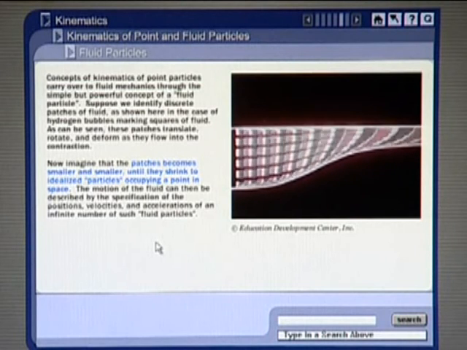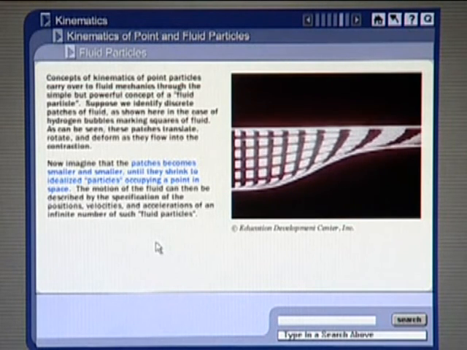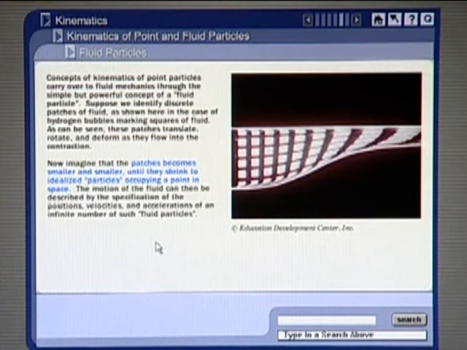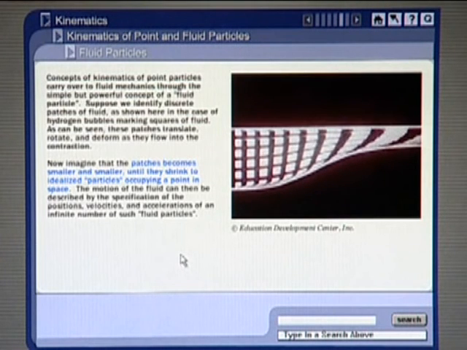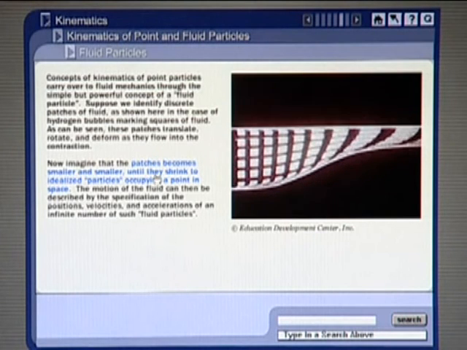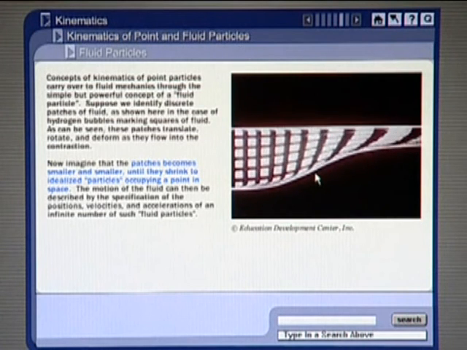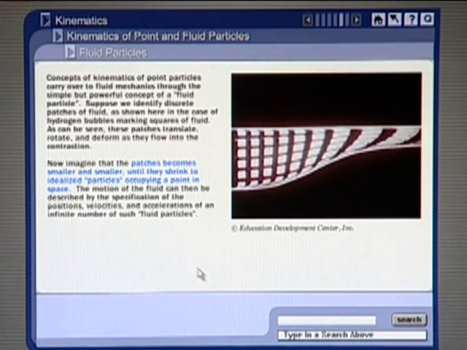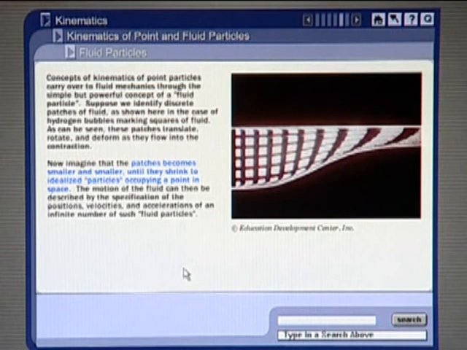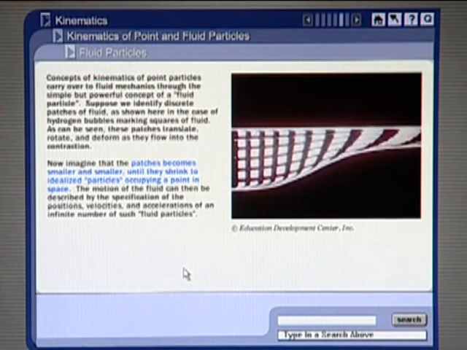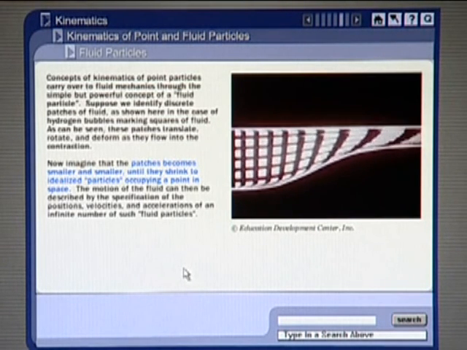In this video we have a flow in which, with the help of hydrogen bubbles which are being shown here, this flow is made visible, and we are observing how these different particles take different positions at different times in the flow. When it is moving from left to right, we see how these particles are changing shape.